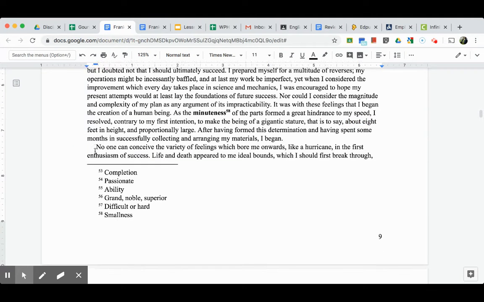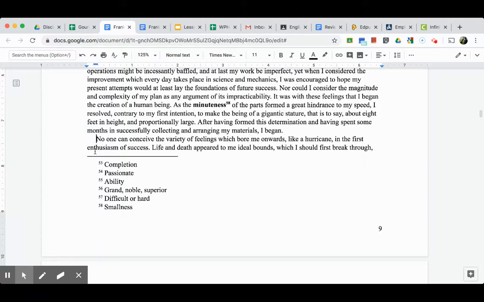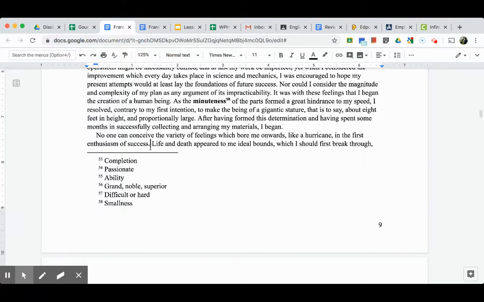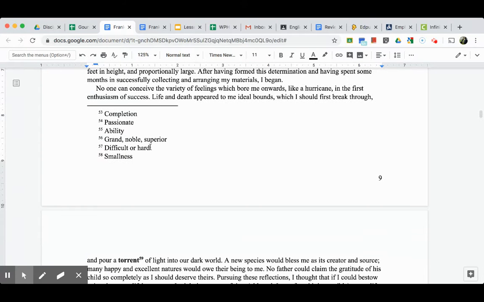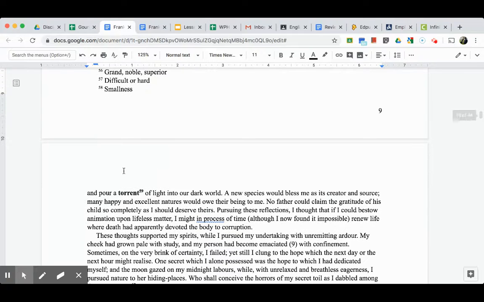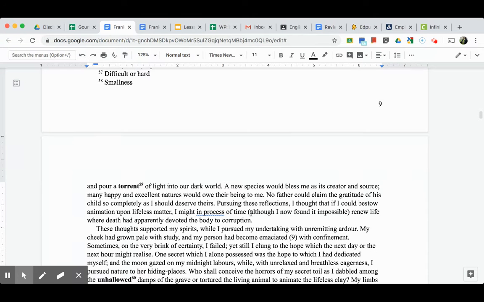"No one can conceive the variety of feelings which bore me onwards, like a hurricane, in the first enthusiasm of success. Life and death appeared to me ideal bounds, which I should first break through and pour a torrent, or a wave, of light into this dark world. A new species would bless me as its creator and source. Many happy and excellent natures would owe their being to me. No father could claim the gratitude of his child so completely as I should deserve theirs. Pursuing these reflections, I thought that if I could bestow animation upon lifeless matter, I might in process of time, although I found it impossible, renew life where death had apparently devoted the body to corruption."